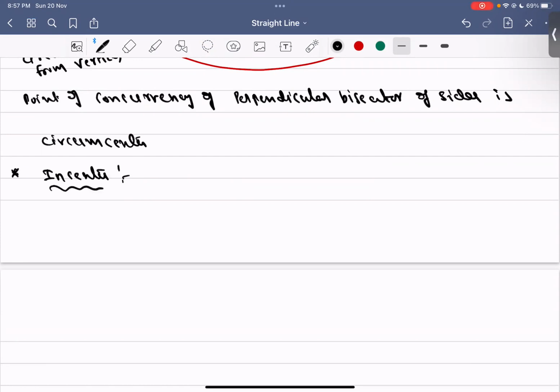Next one is incenter. So this is the triangle ABC. Now the circle which lies inside the triangle, that is, it touches internally. This is A, this one is B, this one is C. Incenter means if you inscribe a circle in triangle ABC, that is the circle touches the three sides of the triangle, then that circle is called incircle. That center of the circle is called incenter. That is one way of defining incenter.